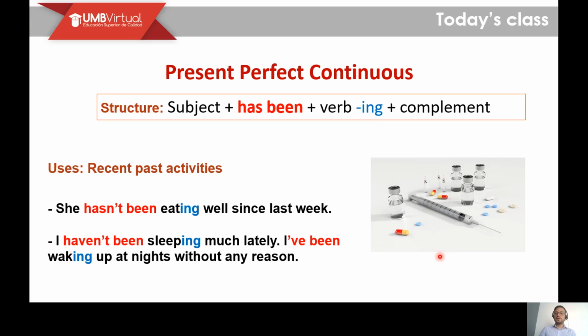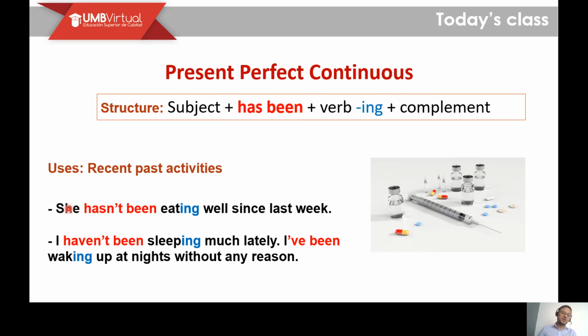So we have present perfect continuous. We use present perfect continuous to talk about recent past events, like something that has been happening during this morning. So we have subject plus has been as an auxiliary plus the verb with ing ending and the complement. She hasn't been eating well since last week. I haven't been sleeping much lately. I've been waking up at nights without any reason. So remember ing form plus haven't or have been.